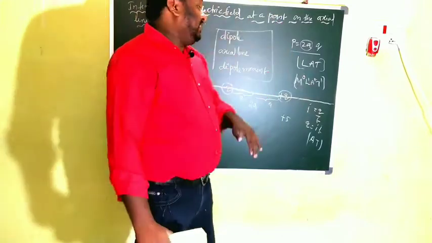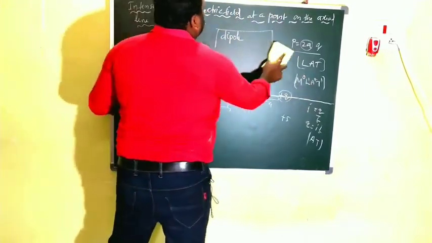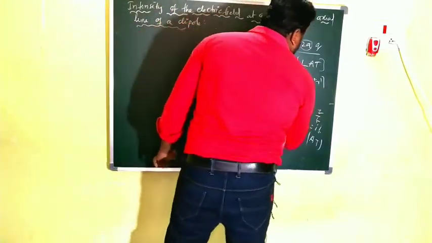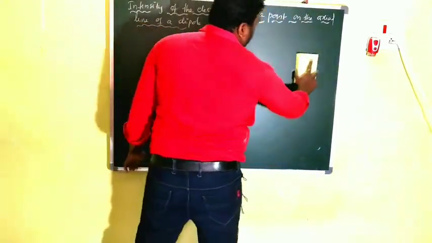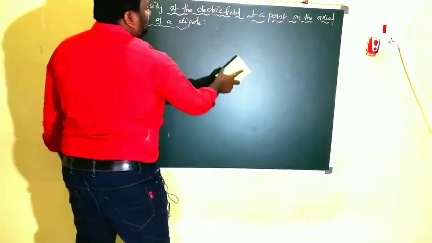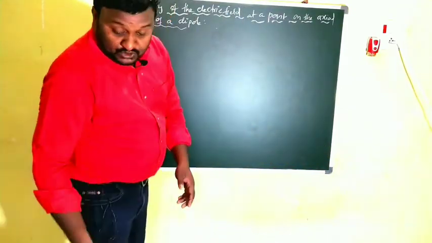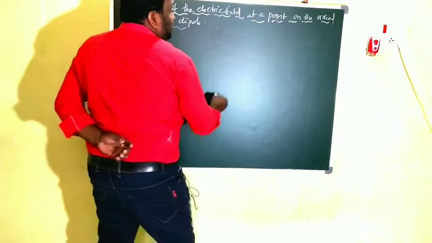So now I am going to the main topic here: the intensity of the electric field at a point on the axial line of a dipole. Here, most important topic, children. So we have to watch carefully.